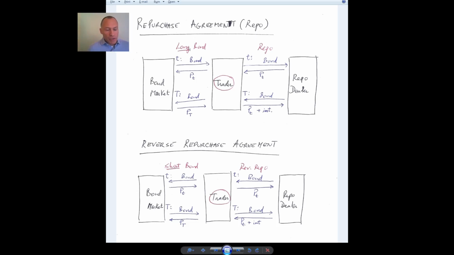So basically here what we have is a long position in the bond. The trader has a long position in the bond because he first bought the bond and later on he sells the bond. So this is a long position because he benefits from an increase in the bond price from P small t to P capital T, right?